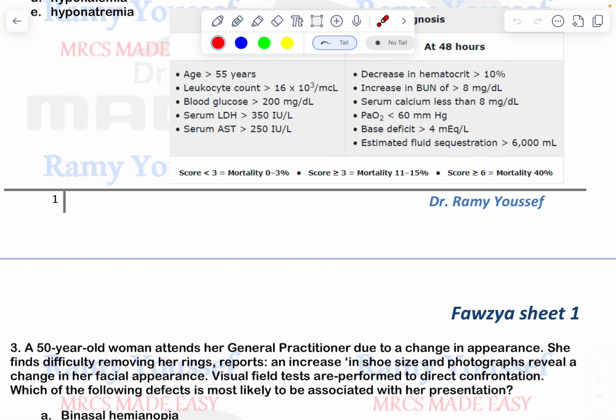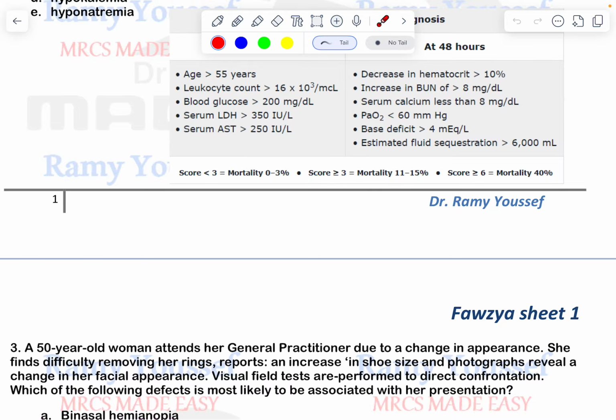Next question is, a 50-year-old woman attends the GP due to a change in appearance. She finds it difficult removing her rings. So rings, difficult, shoes, photographs reveal facial appearance, visual feedback, direct visualization. Which of the following defects is most likely? This is acromegaly. When there is an increase in anterior pituitary hormones, size is increased.